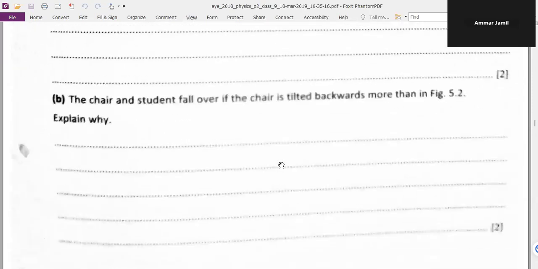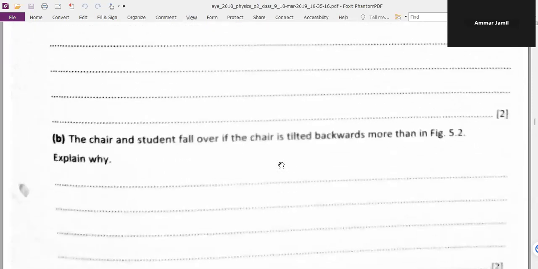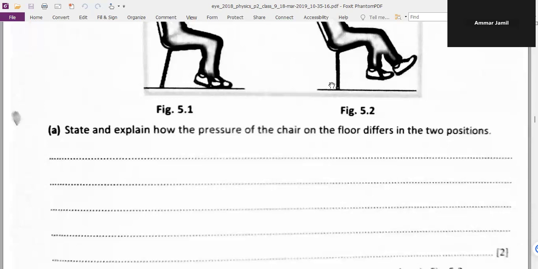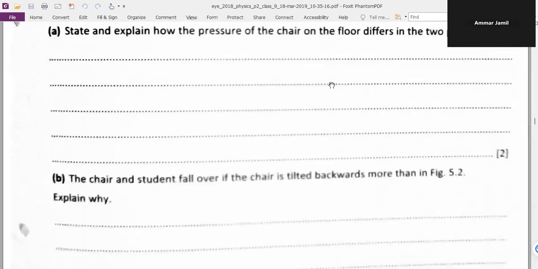So in 5.2, it is because the center of gravity of both the chair and the guy is quite close to the base area, this one. So this is the base area and this is the center of gravity. If you tilt more, it goes there and it will fall down. So if the center of gravity is close and it goes out of the base area, the chair might fall down.